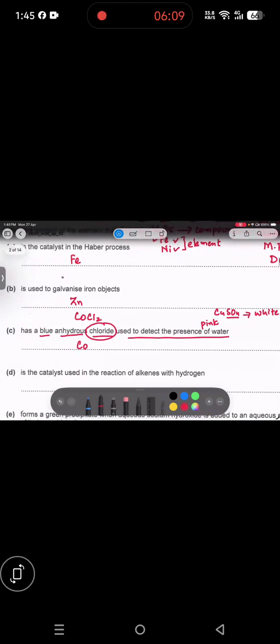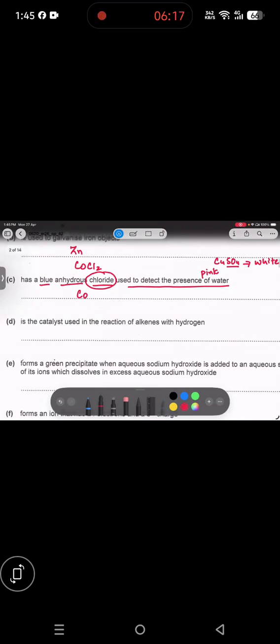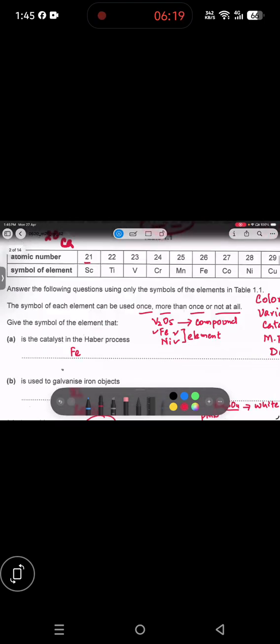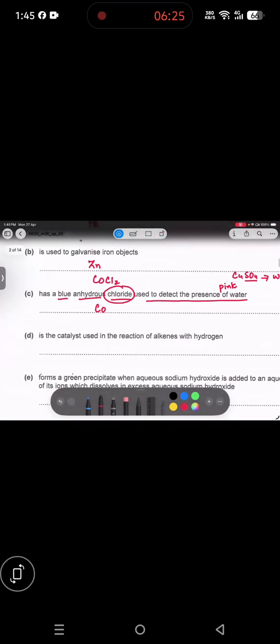Now, which is the catalyst used in the reaction of alkenes? What type of catalyst can be used in the reaction of alkenes? We have nickel, which is present here in the list. The answer is nickel.